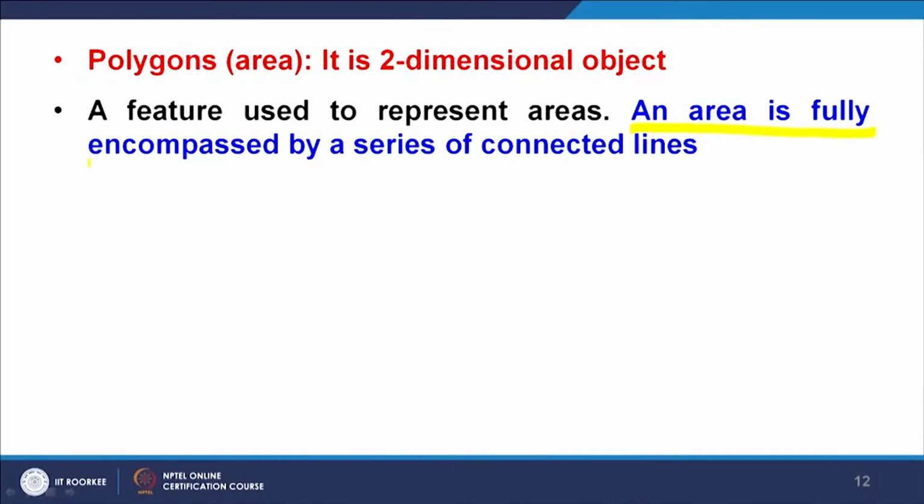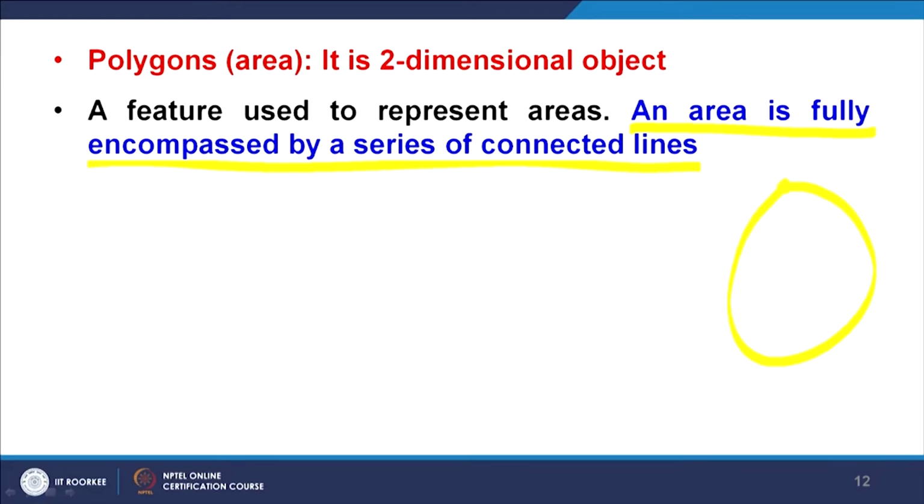So, now as mentioned here, an area is fully encompassed by a series of connected lines. And what does it mean? That if this is my begin node and I come back after that, so my begin node and end node has to be the same.